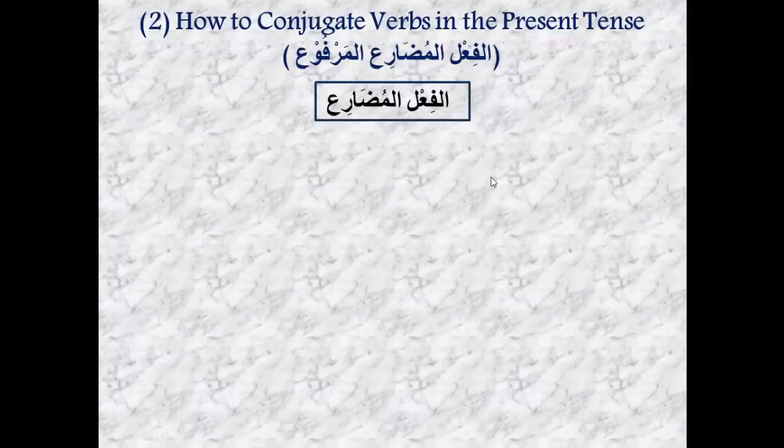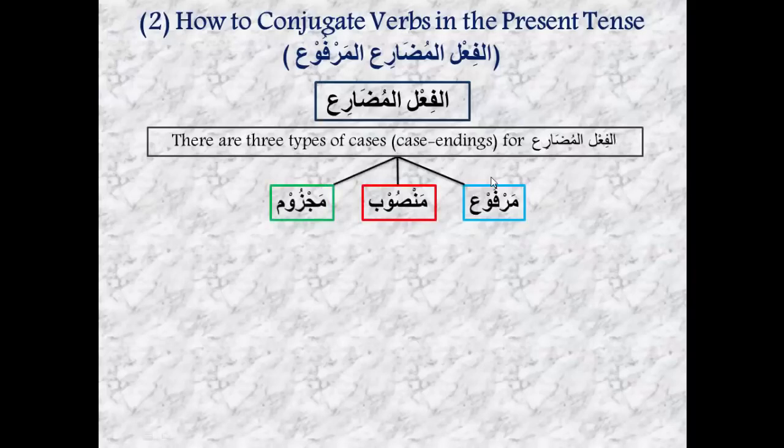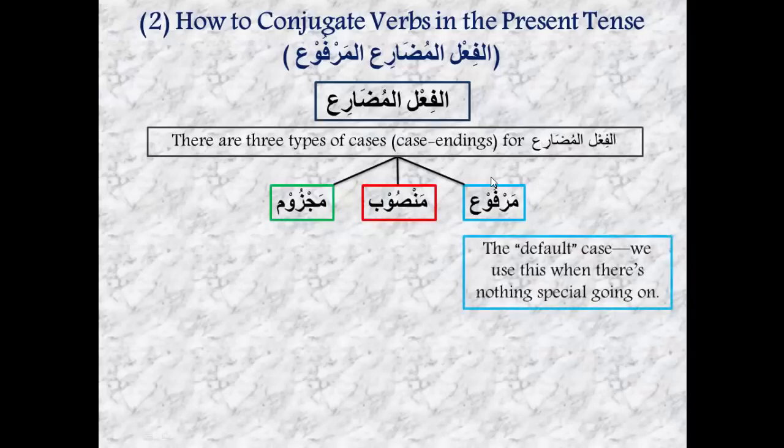Now, on to topic number 2, the main topic for today's lesson: how to conjugate verbs in the present tense. Al-fi'l al-mudari'. To introduce al-fi'l al-mudari', there are 3 types of cases or case endings for it. They are the marfu', mansub, and majzoom cases. The marfu' case is the default case. This is basically the case that we use when there's nothing else special going on, so there are no other special circumstances or factors in the sentence.